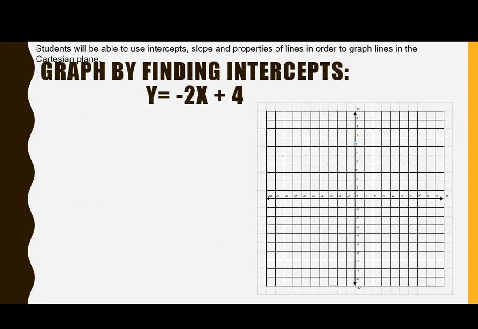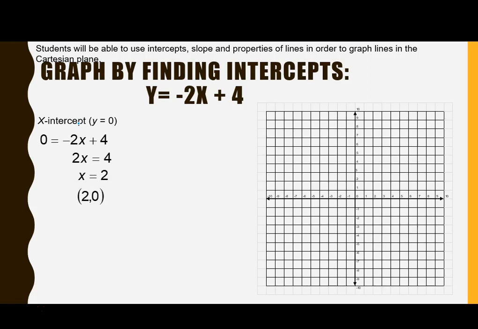Okay, here our equation is in slope-intercept form. We can still graph it by finding intercepts. Our y-intercept is when x is 0. Our x-intercept is when y is 0. So we let y equal 0. So we have to do a little equation solving here. So 0 equals negative 2x plus 4. So we're going to subtract 4 from both sides, or I add 2x, and then we're going to divide by 2. So x is 2. So we have an ordered pair at 2, 0.